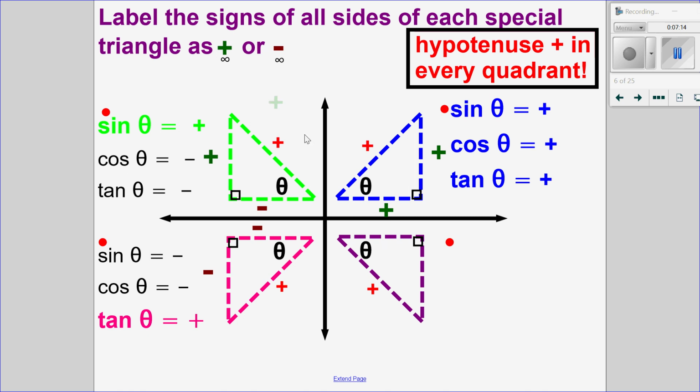Lastly, in quadrant number 4, x is positive and y is negative. So anything involving an opposite will be negative. So that means that sine and tangent are negative and cosine is positive.